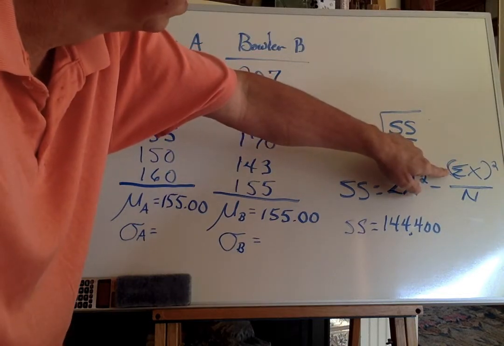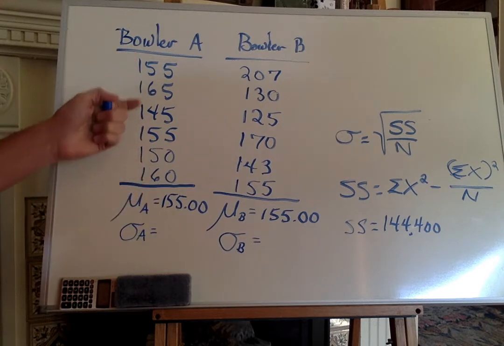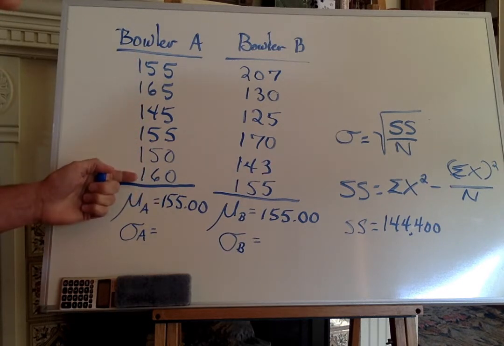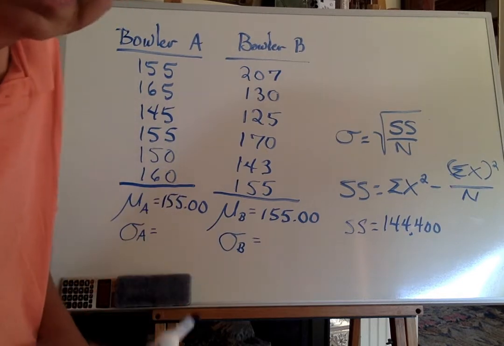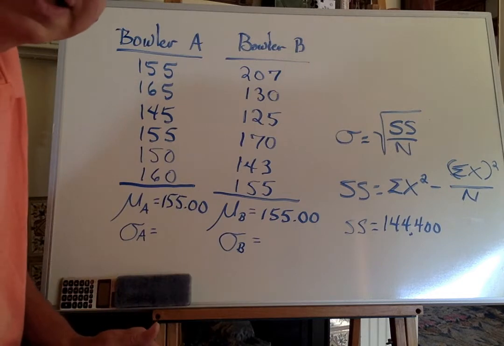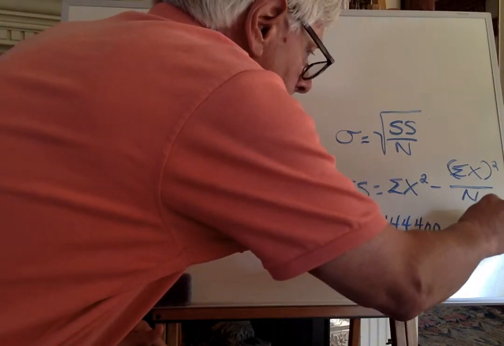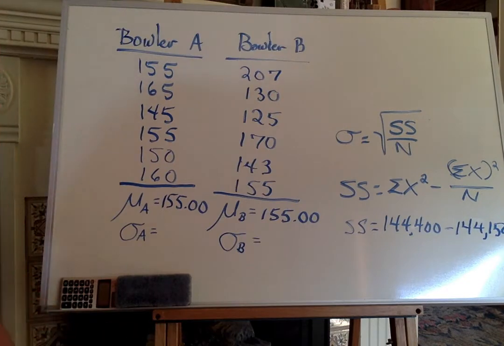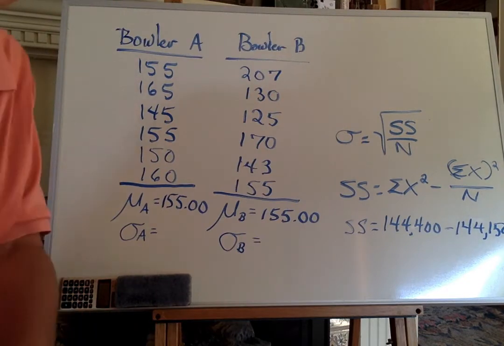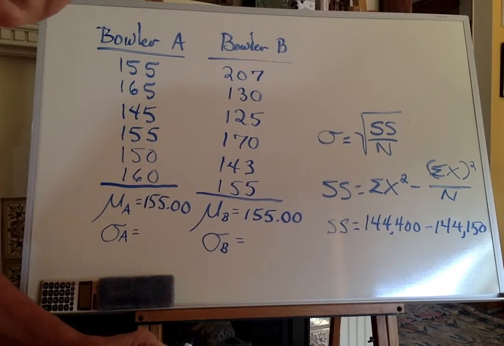This next one, what we're going to do is take the total, that is, add up all of the x's, square that, and then divide by 6 in this case, okay? And so you should get this number, 144,150. If you didn't get those values, go back through it, see what you did wrong, drop me an email, whatever you need to do.